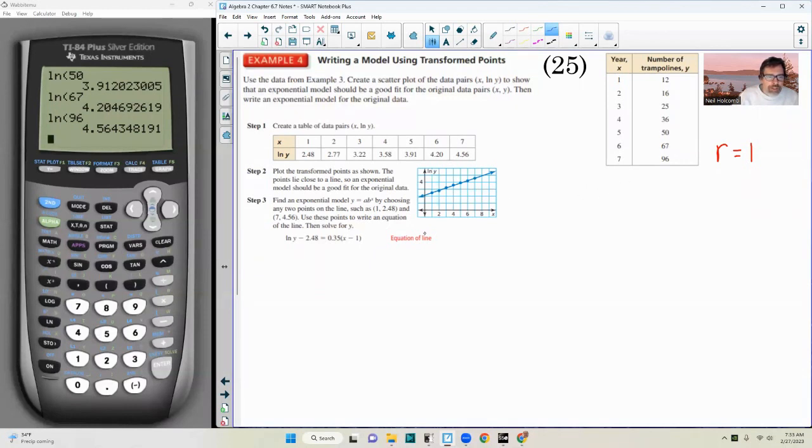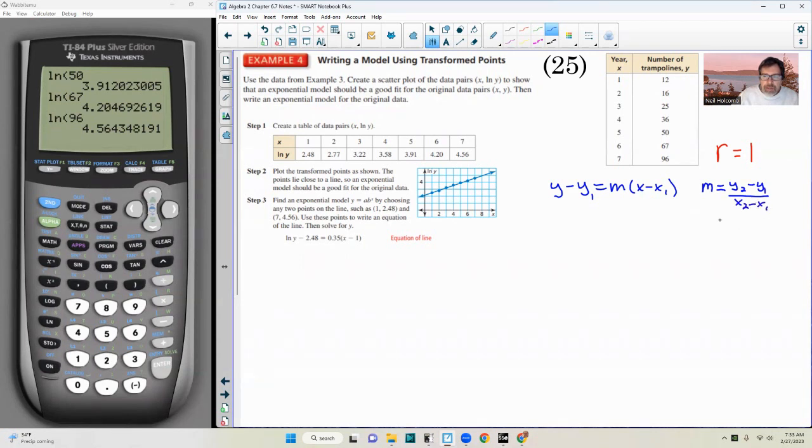Where did this equation of this line come from? Well, the equation of a line is y minus y1 equals the slope times x minus x sub 1. That's the point slope formula. We have points, we can find the slope, and so I need to find the slope. The slope is y2 minus y1 divided by x2 minus x sub 1.